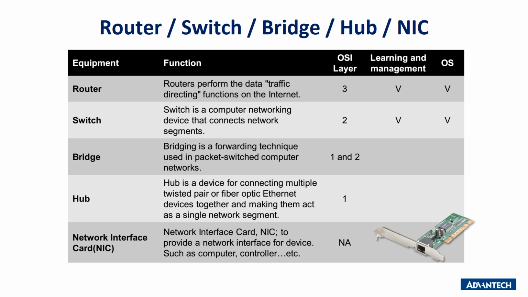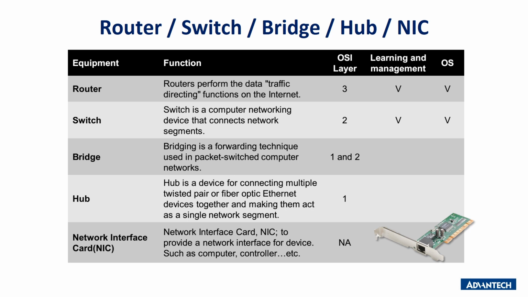Let's learn some terms first. Routers perform the data traffic directing functions on the internet. And it's a layer 3 device. There is a management function OS inside. The router will learn the IP and set up an IP forwarding table.